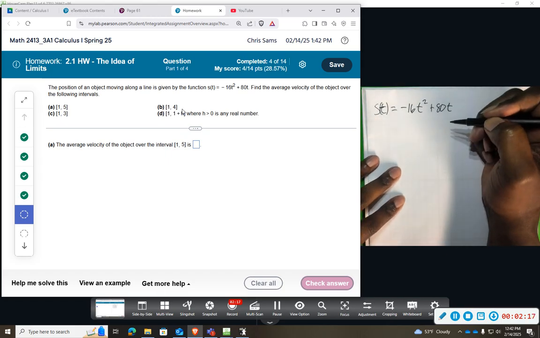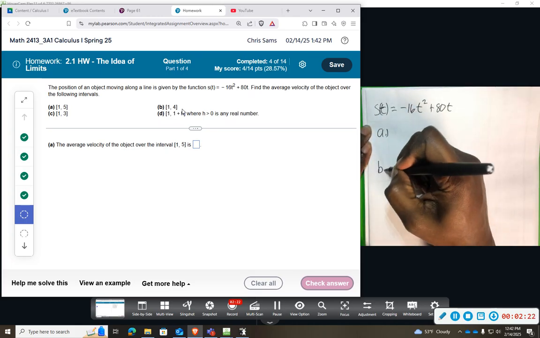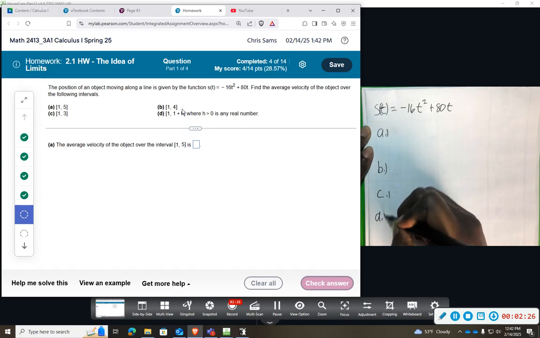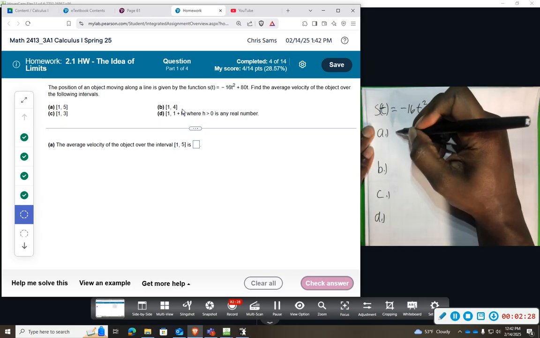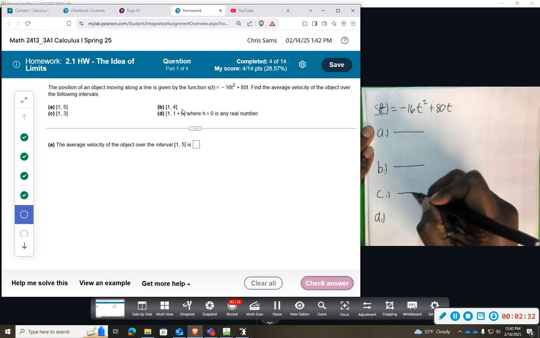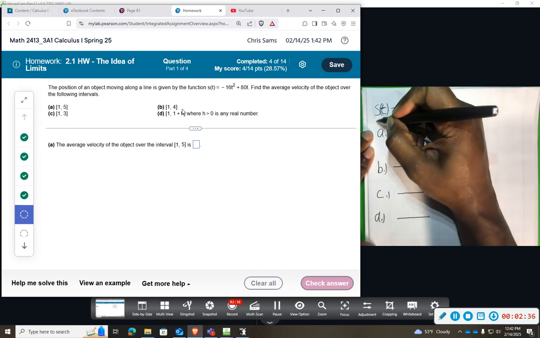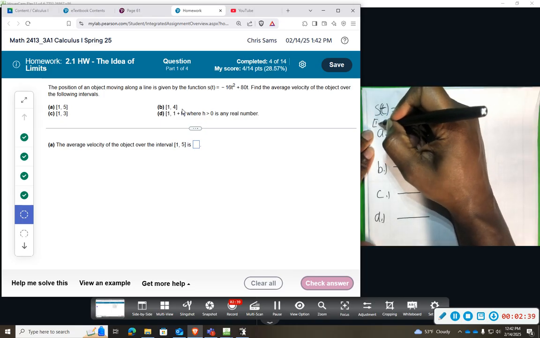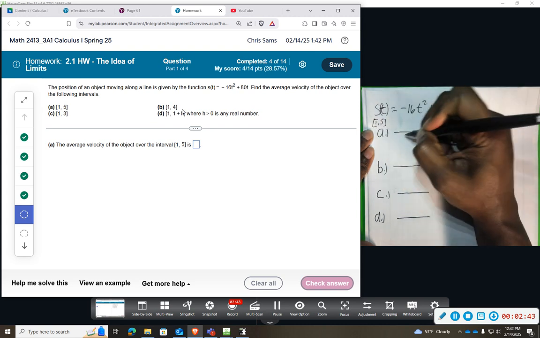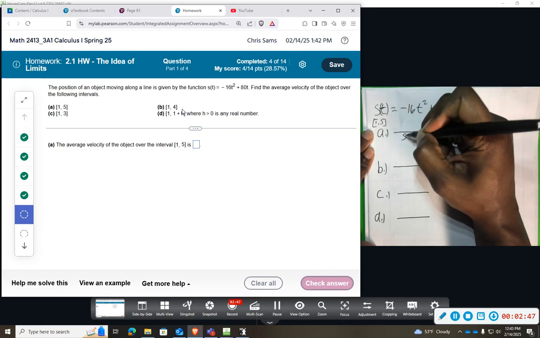So we have 4 parts, A, B, C, and D. Again, we're approaching the definition of a limit, getting closer and closer to each point. A wants to know between 1 and 5. It's always y2 minus y1, so the bigger minus the smaller point. So I'm going to do 5 minus 1, and that's going to be on the bottom.